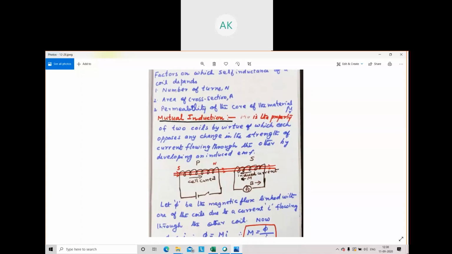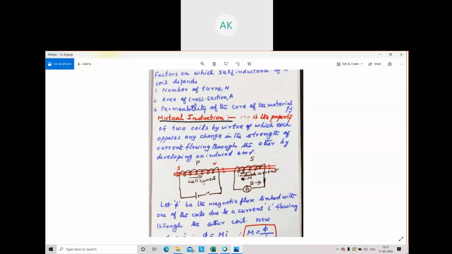So that property of the coil is known as mutual induction. How will you define mutual induction? It is the property of two coils. When we discuss mutual induction, two coils are to be mentioned. It is the property of two coils by virtue of which each opposes any change in the strength of current flowing through the other by developing an induced EMF.